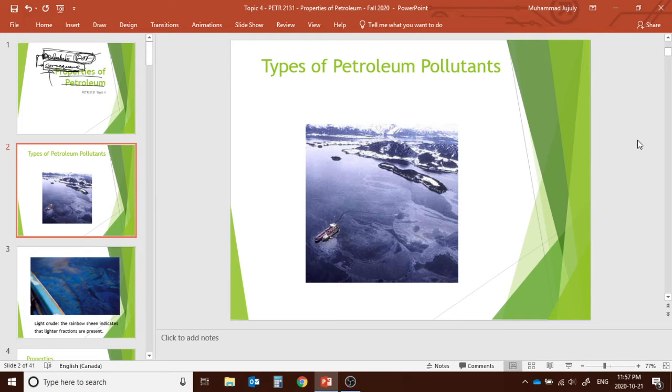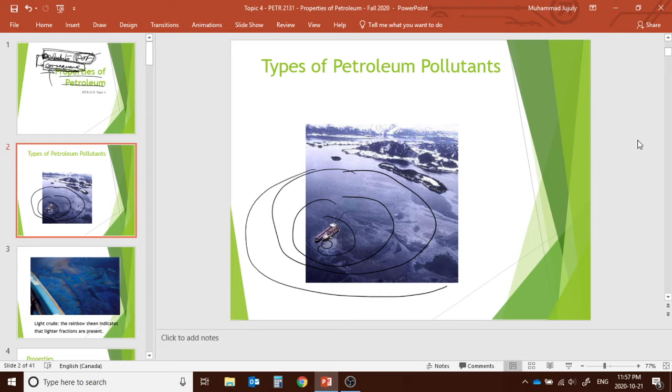Okay, so the types of pollutant. As you can see, this picture shows if there is a spillage, how the spill covers. Why it doesn't stay constrained in one area, why it spreads, and how fast it spreads, these we will learn.